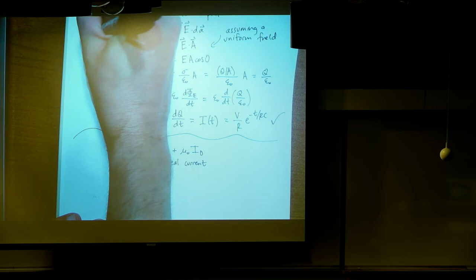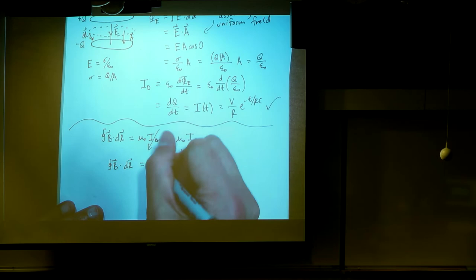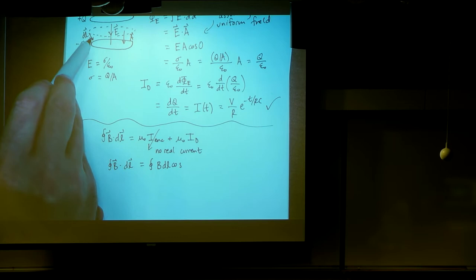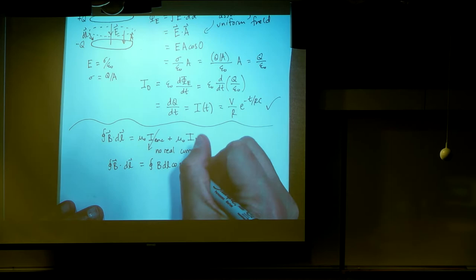So B dot dl is a dot product. That would be the strength of the B field times dl, and then cosine of the angle between them. But the thing is, both the B field and dl point in the same direction. They both point tangent to this little circle I drew. So I would say cosine zero for the angle between them.